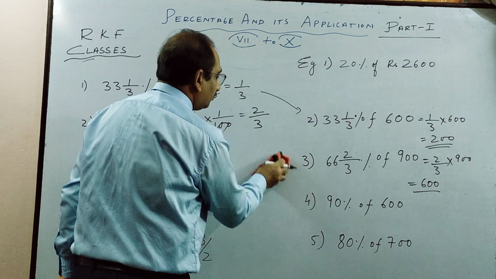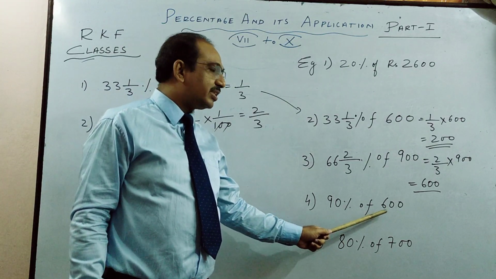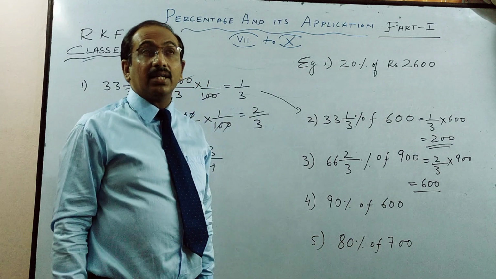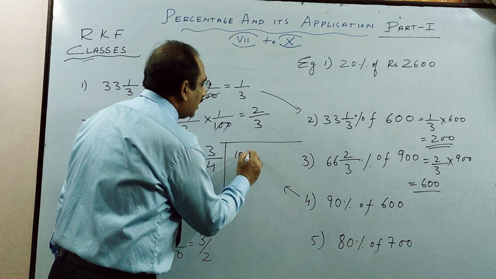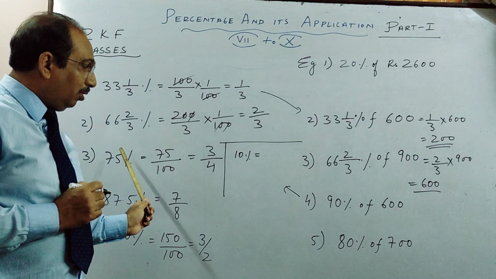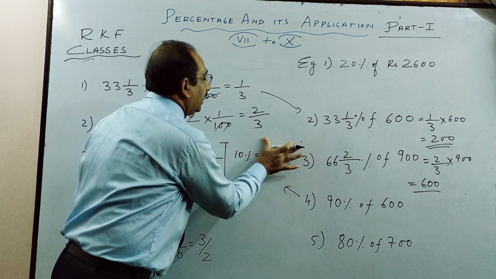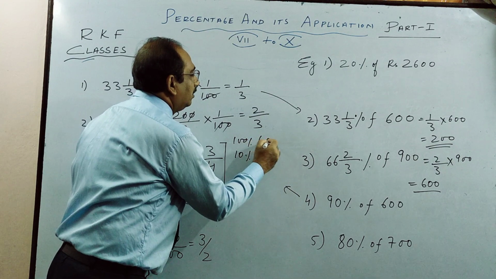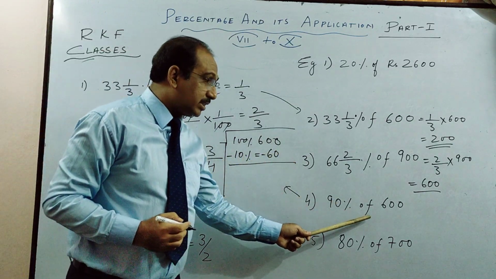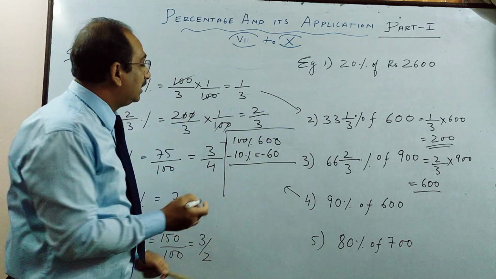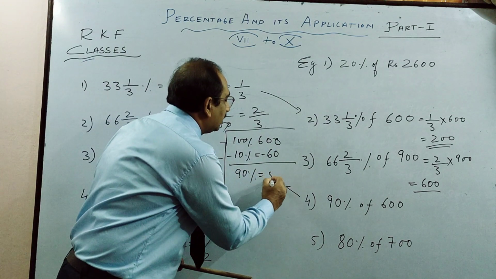Next one, children and students, we have 90%. Generally in the ICSE board, we have a 600 mark paper, 6 subjects. If somebody gets 90%, you will not know how much that is. What is the easy way of doing it? You first find 10%. Before that, write 100% is 600, okay children? 10% is 60. When you subtract 10% from 100%, you get 90%, and this will be 540.